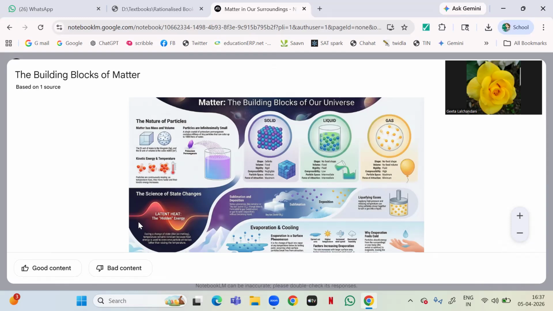Then you have something which is being discussed in the chapter, that is latent heat. Suppose I am melting ice. Now, if you put a thermometer in the container containing ice, although it is kept outside in the room, or even if you are heating it, you won't see the temperature rising beyond 0 degrees until all the ice is melted and converted into water. So this is called latent heat.